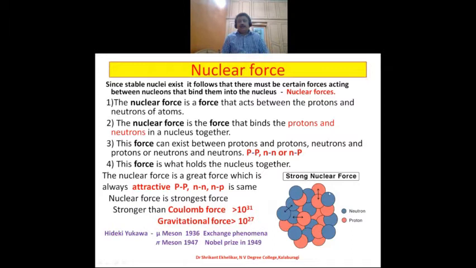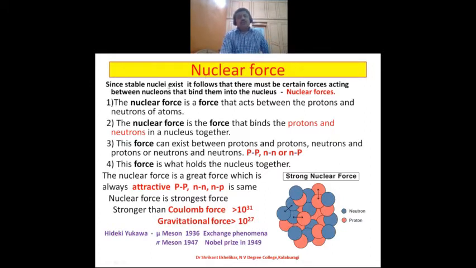Two like charges can be placed together only by applying a force. Therefore, inside the small region of a nucleus, that is 10 raised to minus 15 meters, or 1 or 2 Fermi, many protons and neutrons are held together by a very strong force, and this force is the nuclear force. That is what we are going to study now.